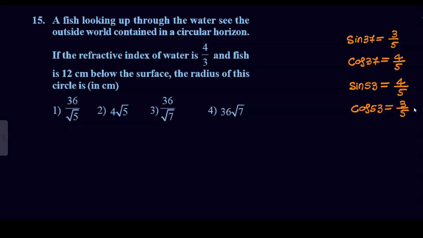Now, if a fish is looking up through the water, it sees the outside world contained in a circular horizontal surface. If the refractive index of water is given and the fish is 25 centimeters below the surface, what is the radius of this circle? This comes under the circle of illumination.